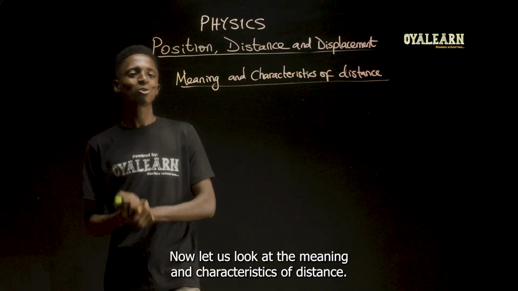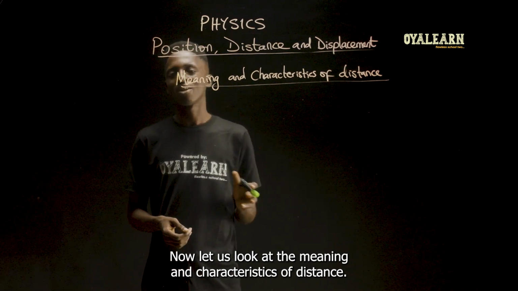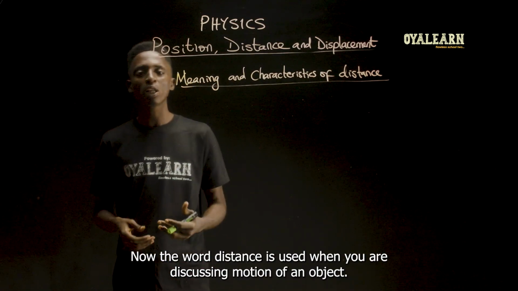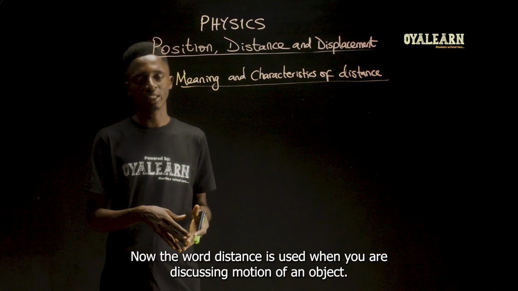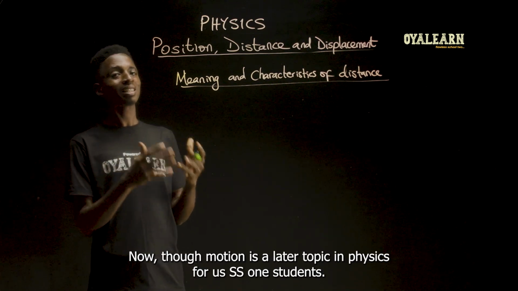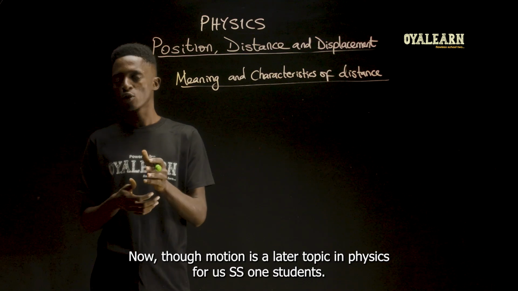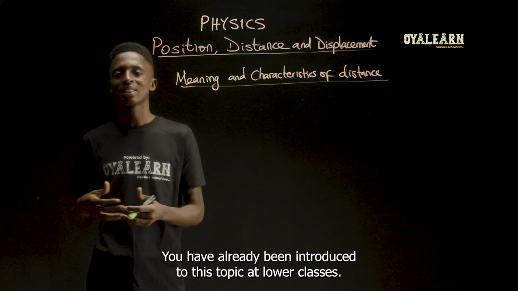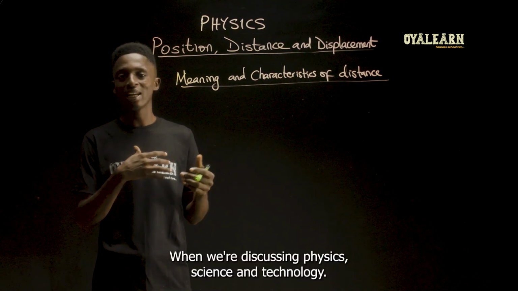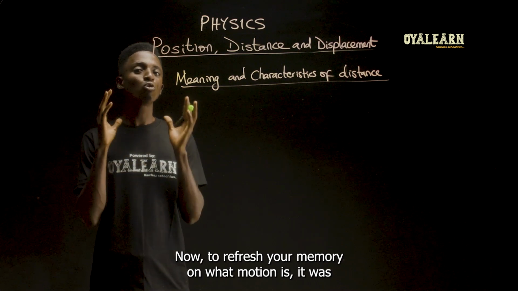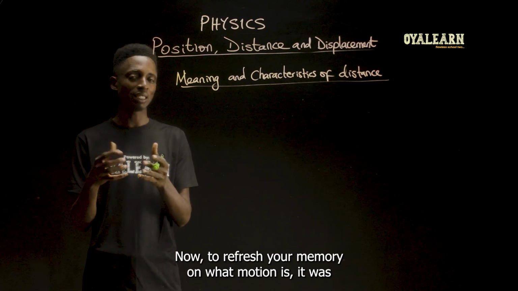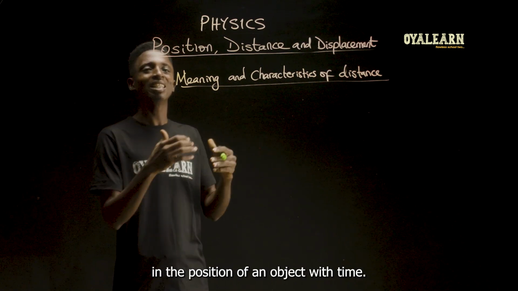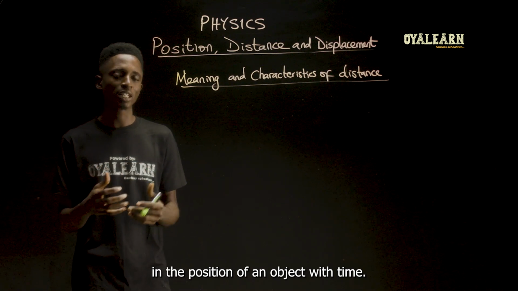Thank you. Now let us look at the meaning and characteristics of distance. Now, the word distance is used when you are discussing motion of an object. Though motion is a later topic in physics for SS1 students, you have already been introduced to this topic at lower classes when we were discussing basic science and technology. To refresh your memory on what motion is, it was probably defined to you as the change in the position of an object with time.